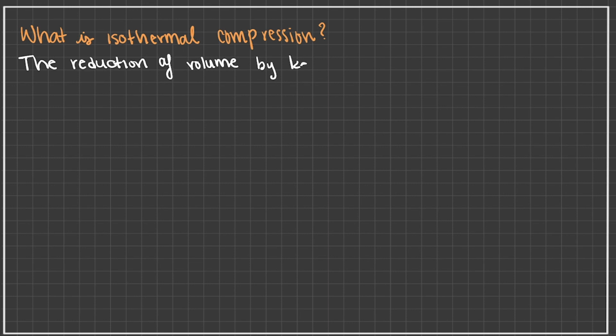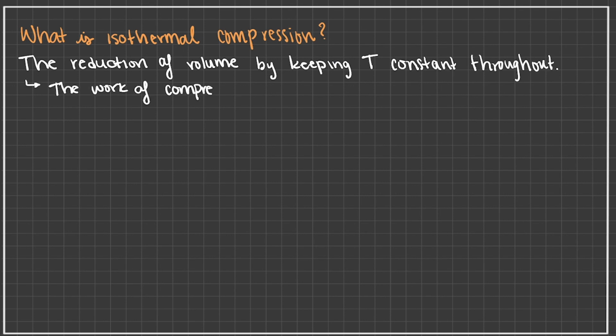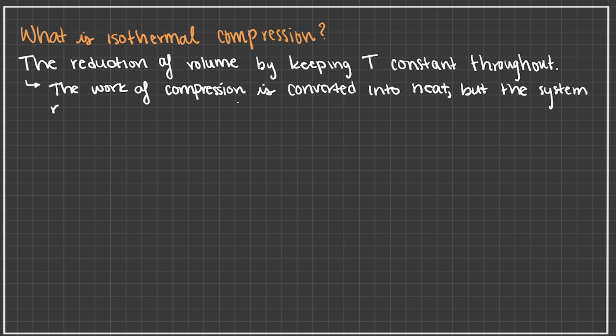So how does this relate to compression? What is isothermal compression? Isothermal compression is the reduction of volume by keeping the temperature constant throughout the process. The work of compression is converted into heat, but the system has to reject some of this heat. In order to keep the temperature constant, some heat is absorbed while some heat is not absorbed at all. And this also means that the amount of heat absorbed equals the amount of heat that is released, which allows the temperature to stay constant.